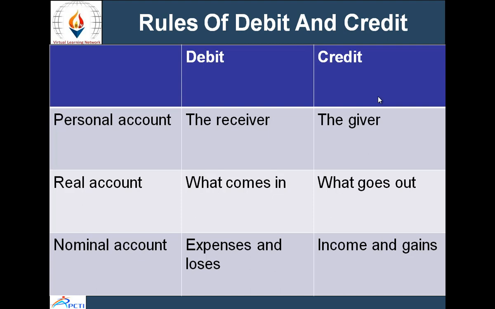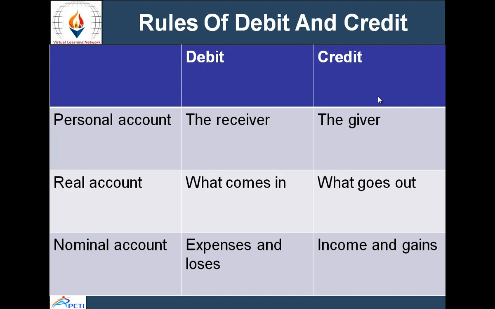Next is the rule for nominal account: debit all expenses and losses and credit all income and gains. Example: rent paid in cash. Rent is an expenditure, that is why rent account will be debited. In another case, interest received from bank. In this case, interest will be credited since the interest is income.